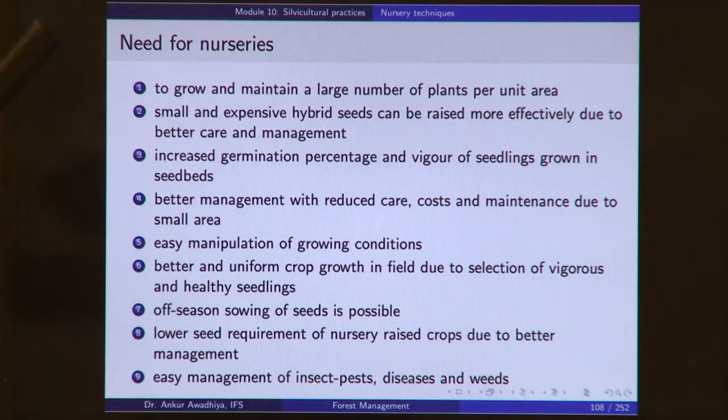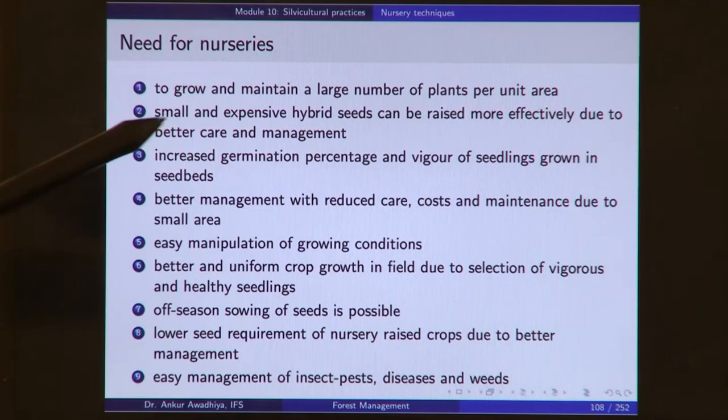The need for nurseries, the first is to grow and maintain a large number of plants per unit area. Because a nursery is a small place and you can do very intensive management in that small area, so it is possible to grow a large number of plants in a very small area. Now, area or land is a very pricey commodity, and to produce a large number of plants in a small area, you need to do intensive management, and the place where you do this intensive management is the nursery.